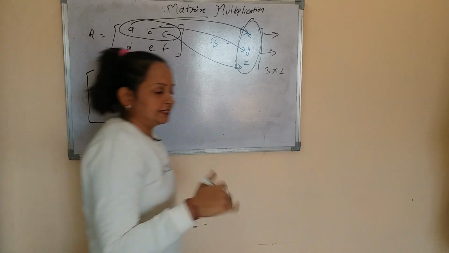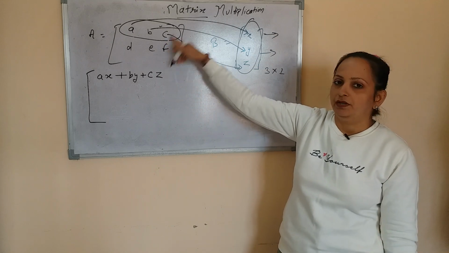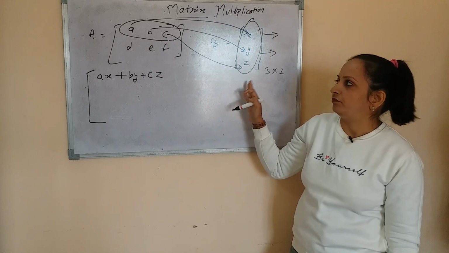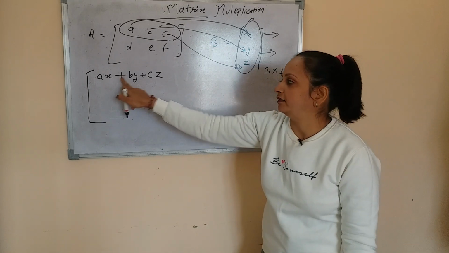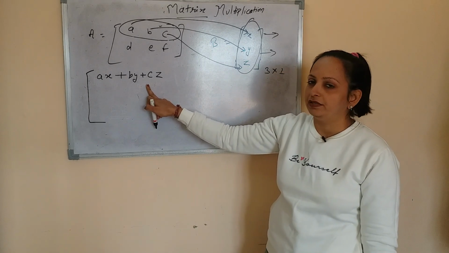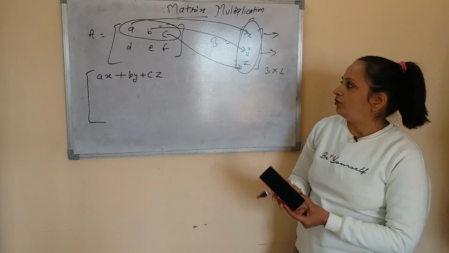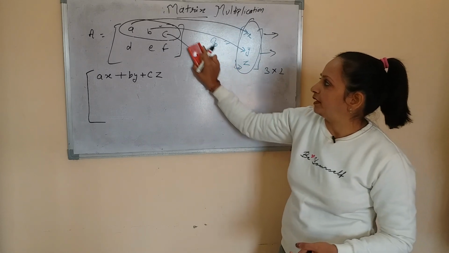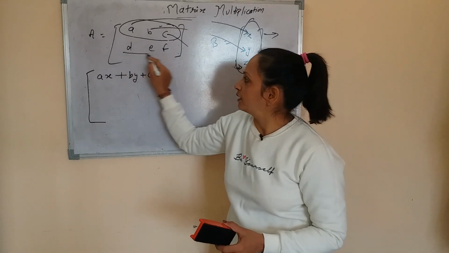Once again, I am repeating what I am doing. I am selecting the first row, selecting the first column, multiplying the elements and writing them here with the plus sign. So that will be my resultant answer. Now the first row is done. Now we are going to select the second row.